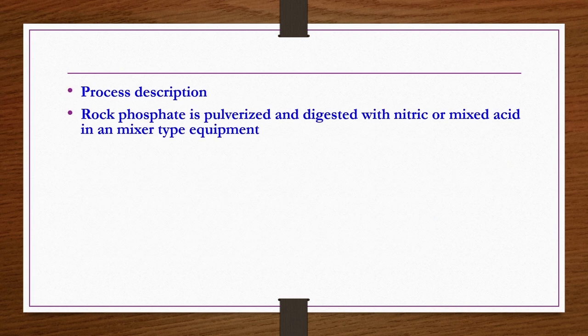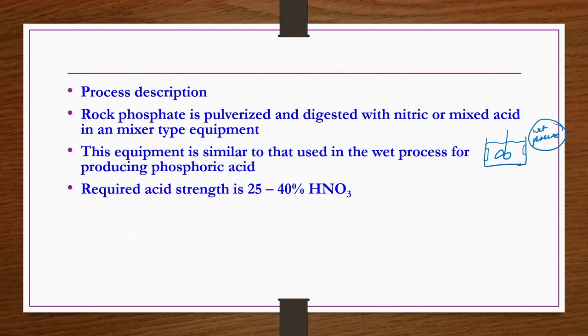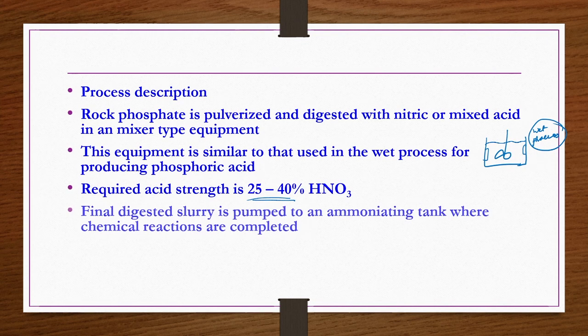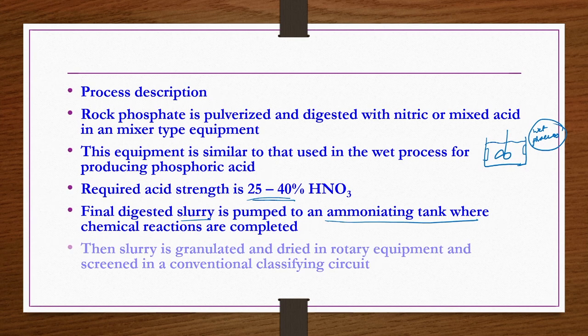Process description. Rock phosphate is pulverized and digested with nitric or mixed acid in a mixer type equipment, something like a batch mixing kind of reactor, where you may have baffles, etc., in order to enhance the mixing. Such reactors we have seen in wet processes for the production of phosphoric acid. Same equipment is used here also. Required acid strength is 25 to 40% HNO3. Final digested slurry is pumped to an ammoniating tank where chemical reactions are completed. Then slurry is granulated and dried in a rotary equipment and screened in a conventional classifying circuit.